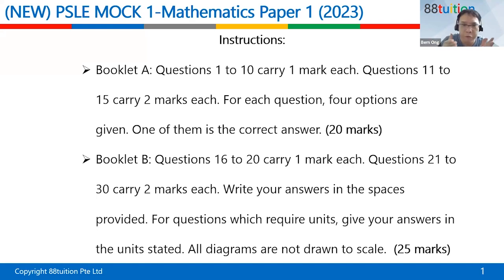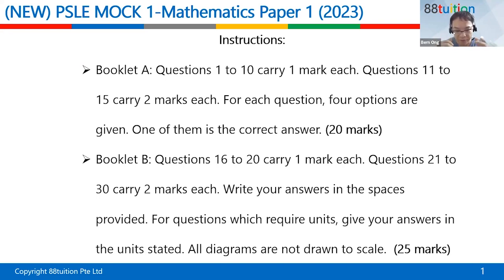So you are going in fully prepared. What does that mean? You will see booklet A and booklet B. Booklet A is all about MCQ. Booklet B is all about the short answer questions. Booklet A has 15 questions, and there are about 20 marks.